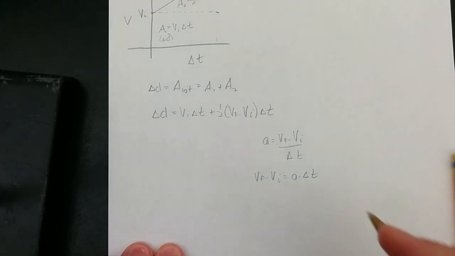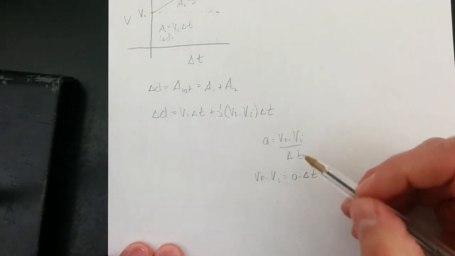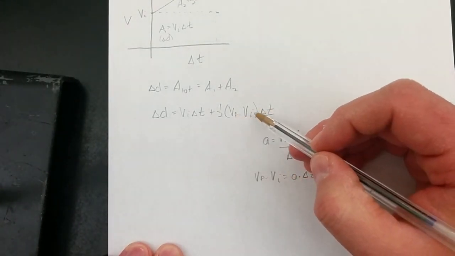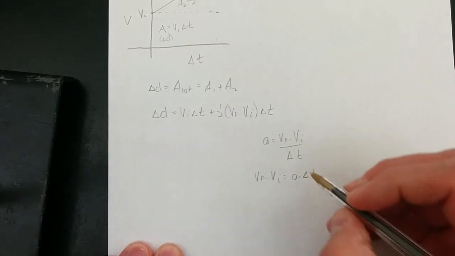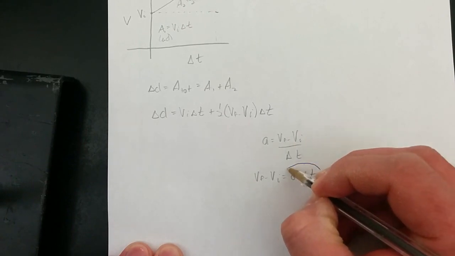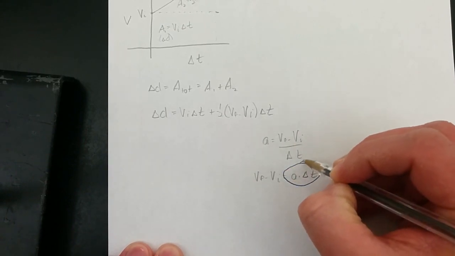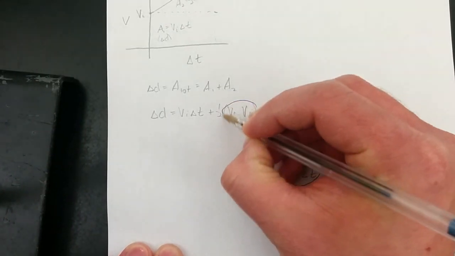Not useful by itself, but if I see that I have a commonality here, something that's going to connect them, Vf minus Vi in this equation, and also Vf minus Vi in this equation, they're talking about the same thing, so I can do another substitution, a times delta t. I'm going to take that and substitute it in here for my Vf minus Vi.